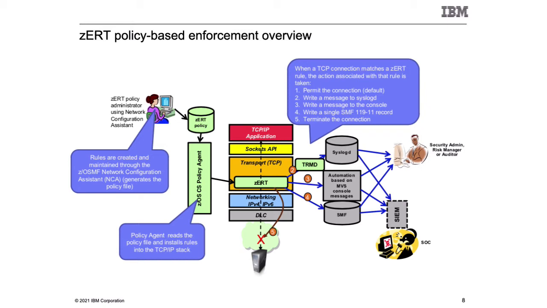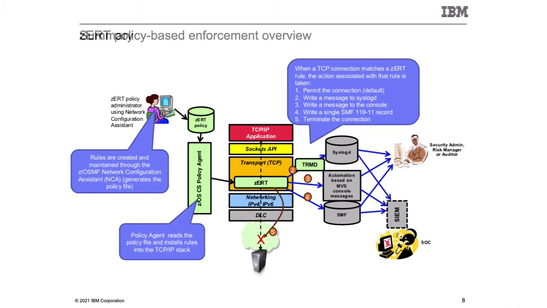That action could be to permit the connection, write a message to syslog, or write a message to the console. The action could be to write out a single connection detail SMF record for further analysis. In especially serious cases, you might even want to have an action to terminate the connection for significant violations of your security policy.